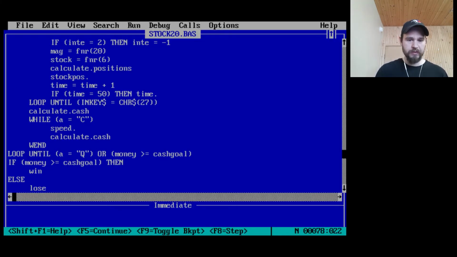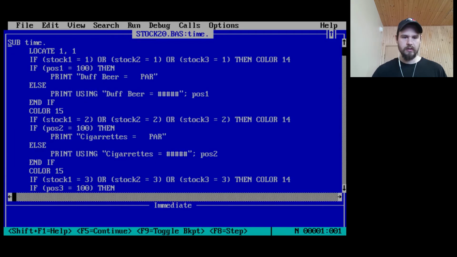All right, time equals time plus 1. If time equals 50, then time. So every 50 times through the loop, we update the display basically. And this is pretty much the same as before. I won't get into it. If this is a stock you care about, change it to yellow. Otherwise, keep it at white.